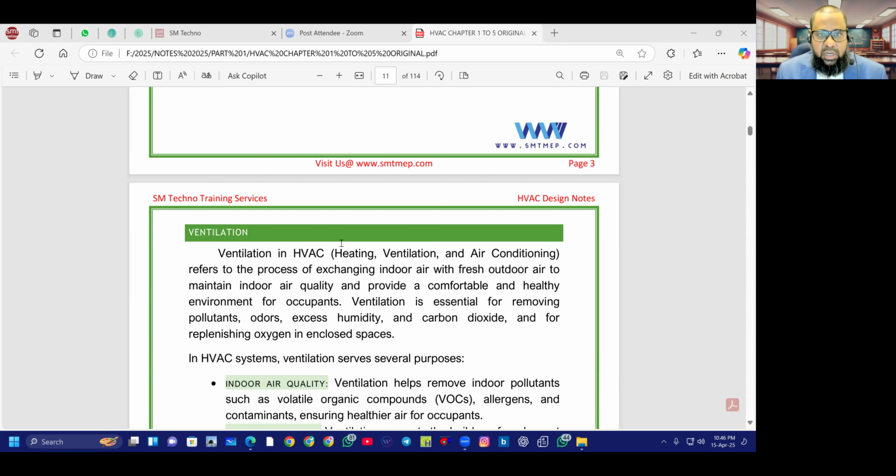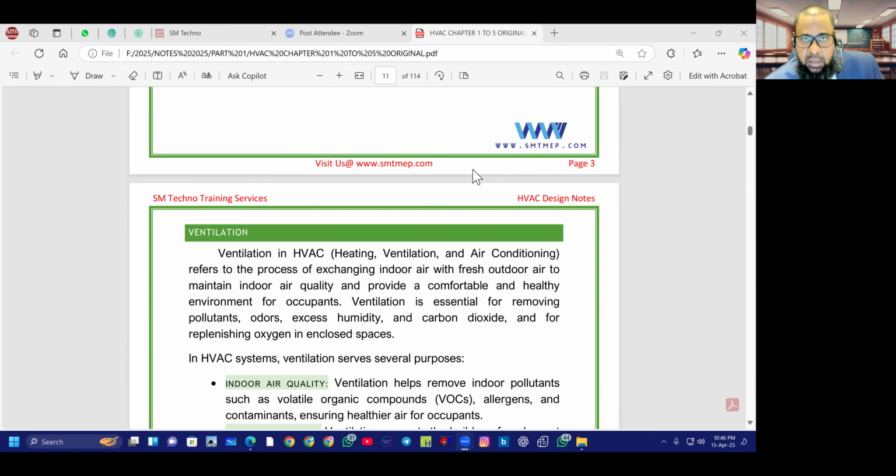So any idea about ventilation online? Yes. So what do you think? What is ventilation? You see, it improves the indoor air quality. Yeah, in short, you can say ventilation is to maintain the quality of air.